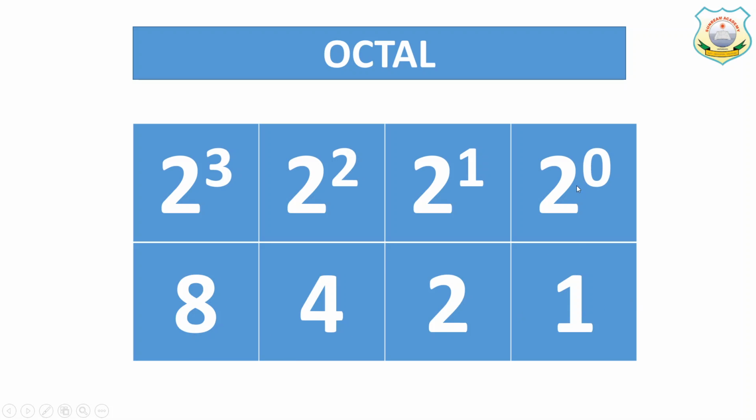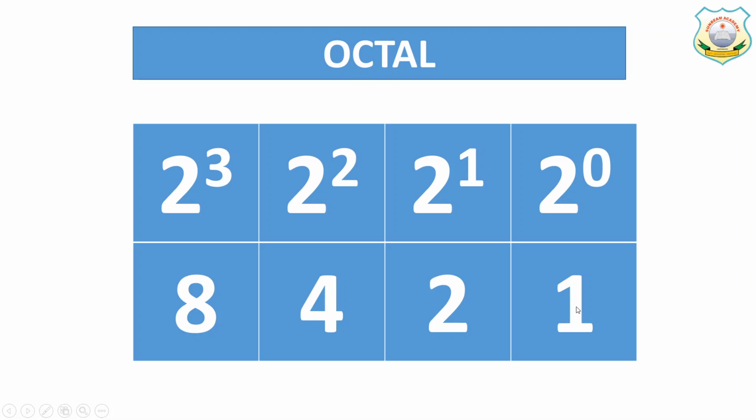Now these are the values of 2 raised to 0, 2 raised to 1, 2 raised to 2 and 2 raised to 3. Okay, now I want 1. So what I'm going to do is make this 8 off, that means 0. 4 off, that means 0. 2 also off, 0. So 0, 0, 0 and 1.